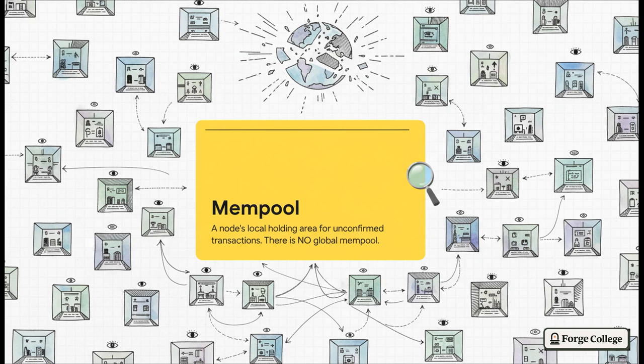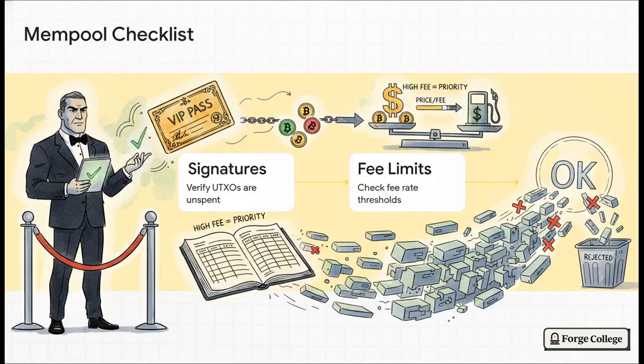There is absolutely no single giant global mempool floating in the sky that everyone shares. None. Instead, there are tens of thousands of individual localized waiting rooms, and every single node applies its own independent rules to manage its own room. So how do you actually get past this velvet rope?